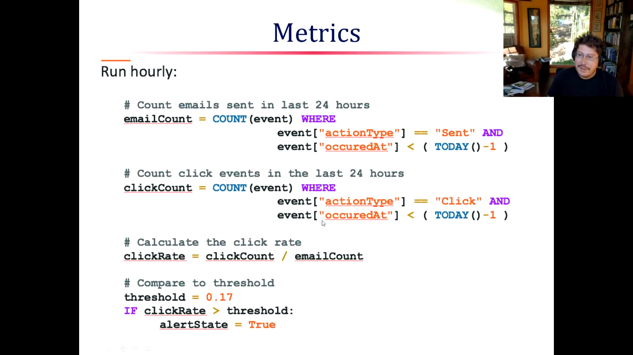I also count all the clicking events, so the times people actually click on the link in the email. Then I can come up with a click rate. I have some threshold. That threshold is maybe from history or knowledge or whatever. And if the click rate is, I guess this is probably backwards, if the click rate is below the threshold, that means engagement is down, and I would send some alert.